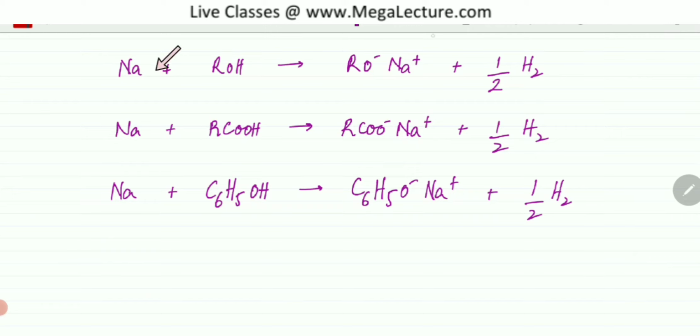Sodium reacts with alcohols, and it reacts with carboxylic acids, and it reacts with phenols, the OH connected to benzene rings. In all three, it's going to react with the OH, and it's going to replace the H, and it would produce half moles of H2. So it would react basically with any OH, whether it's an alcohol OH or a carboxylic acid OH or an OH attached to a benzene ring.